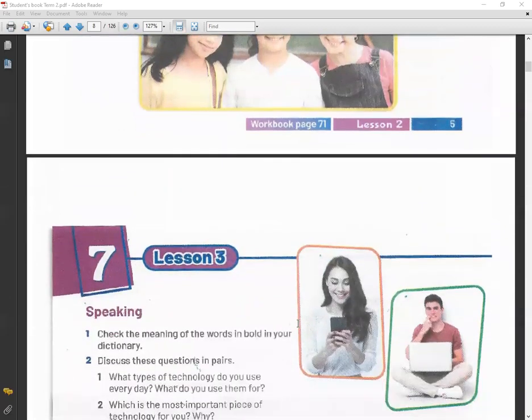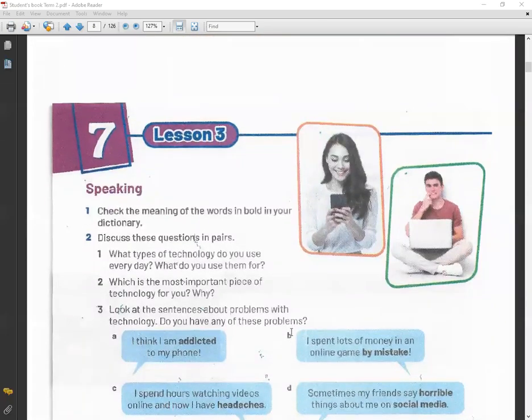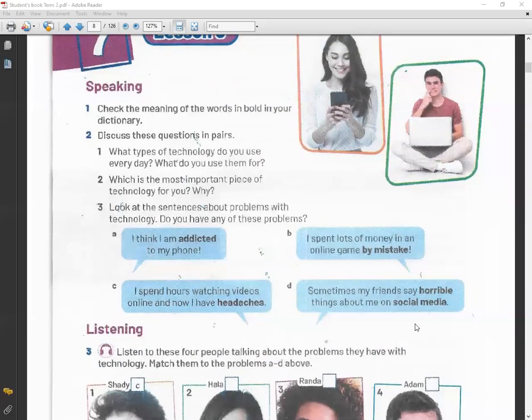Now in lesson 3, we need to check first the meaning of these words in bold. We have addicted, by mistake, headaches, horrible, social media. Addicted means love something very much. The preposition that comes with addicted is to. By mistake means without any plan, without planning. Headaches are some pain in your head. Horrible means something very bad. Social media is like Facebook and Twitter.